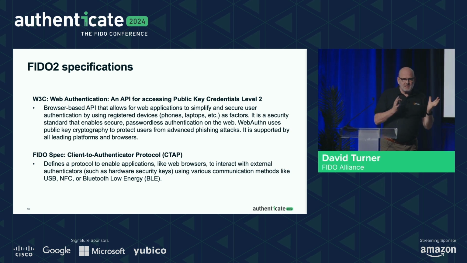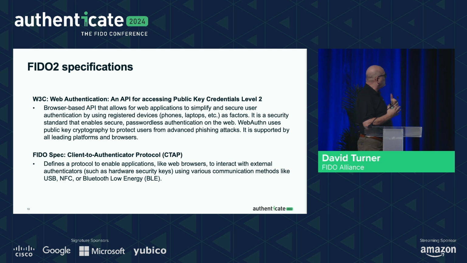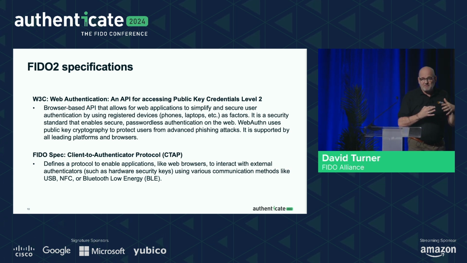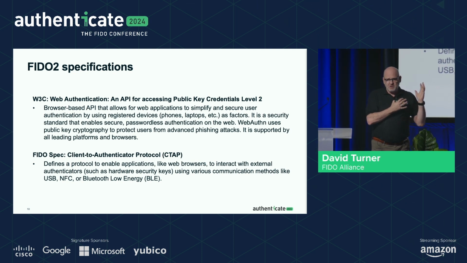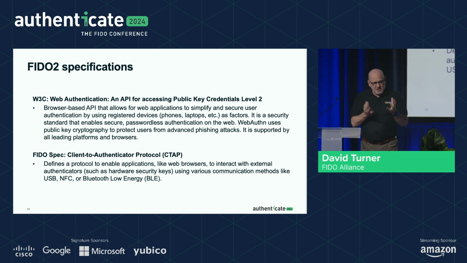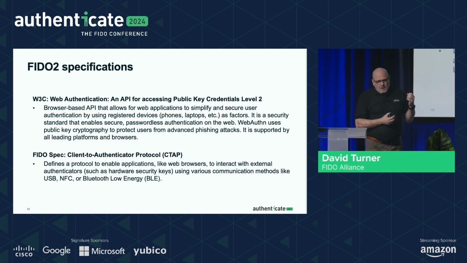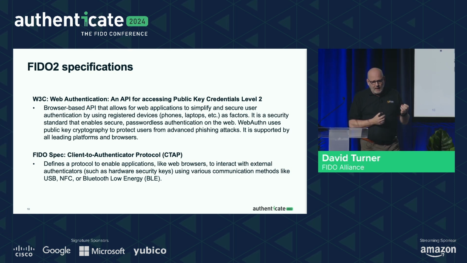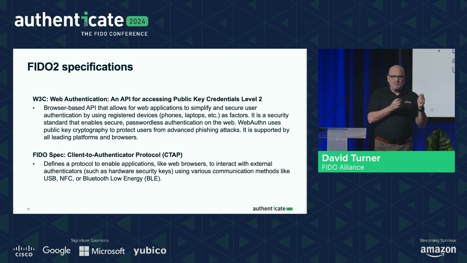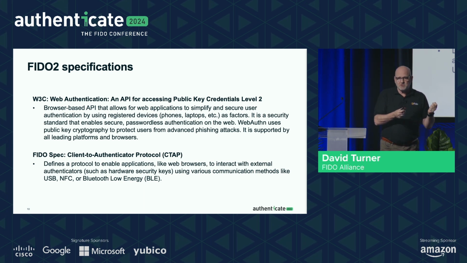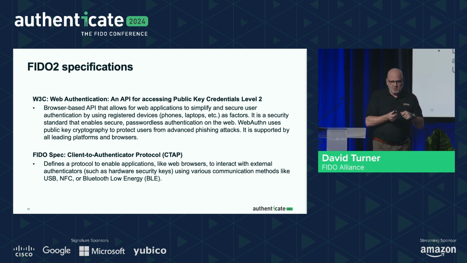So what is it that makes up all of this and makes all of this work? There are two primary specifications. You may have heard people talk about FIDO2, and that was a way of branding the combination of these two specifications as a single unit that enables this ecosystem and these capabilities. The first is called WebAuthn, and it's a browser-based API for creating credentials and then getting credentials during the registration and during the authentication process.